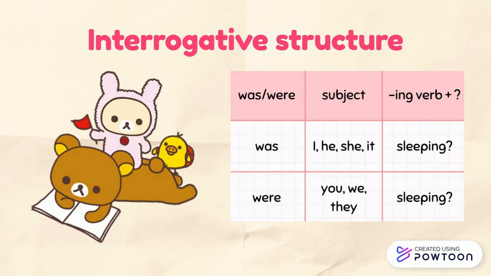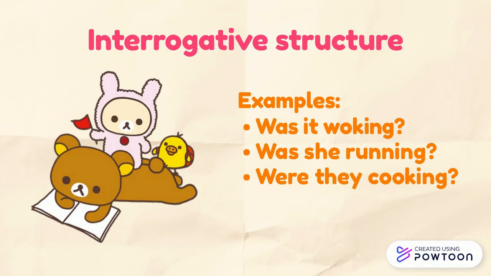Now, let's make questions. This time, we simply move the auxiliary verb to the beginning of the sentence. So the structure is was or were plus the subject plus the verb in ing and the question mark. For example, was it working? Was she running? Were they cooking? As you can see, it's very similar to the affirmative structure, just with the auxiliary verb at the beginning.